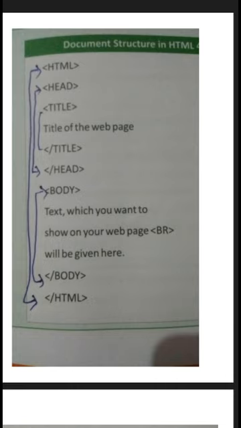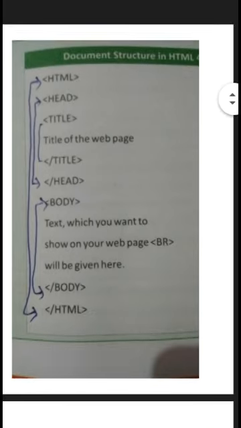The first line you are watching, HTML, is in brackets, and the last line also has HTML written, but with a slash. What is the difference between the first and the last? The first one is the opening tag and the last one is the closing tag, that means the HTML opening tag and the HTML closing tag. The question is, what is a tag? Tags are used to perform tasks in web pages.